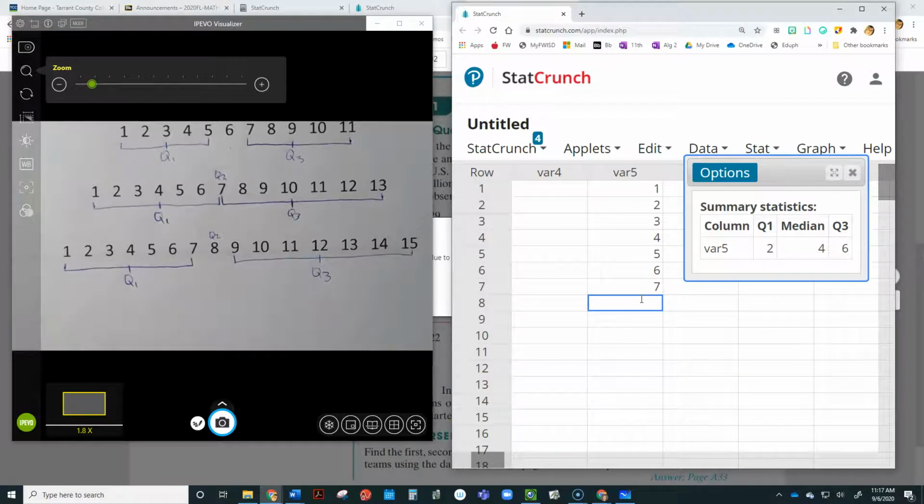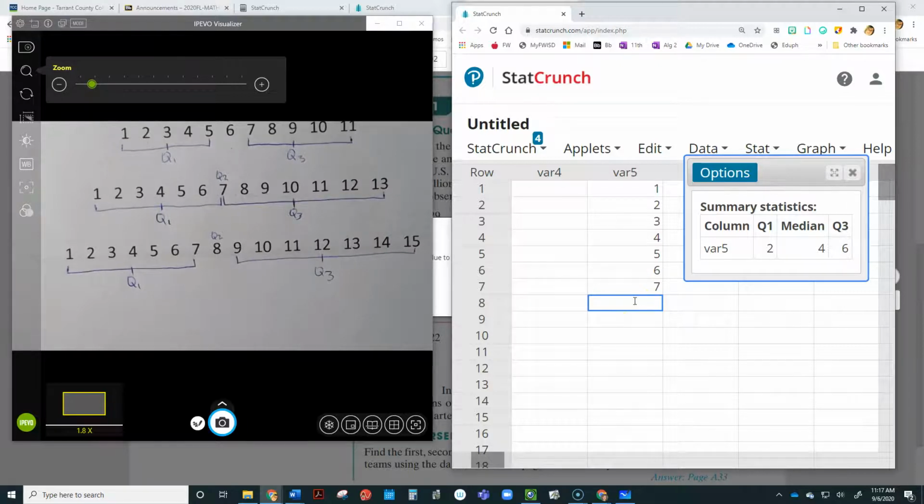Now, all that means is, 1, you need to understand that that's what StatCrunch is doing, and 2, if I tell you that you can use StatCrunch, and I am telling you that you can, then I will accept whatever answer StatCrunch gives you, okay?